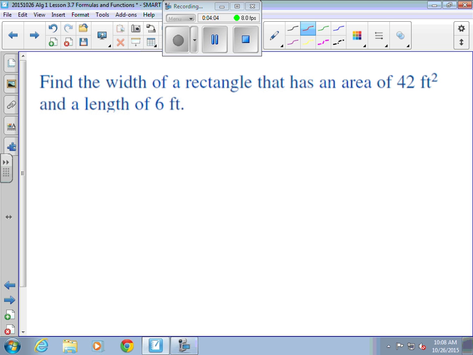It says find the width. So you're finding the width of a rectangle that has an area of 42 square feet and a length of 6 feet. We just said a second ago that area equals length times width. So you're trying to find the width. We also said that if you got W by itself, you divided both sides by L, and you got W equals A over L, or area over length.